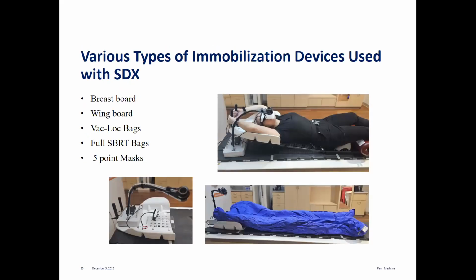The various types of immobilization devices that you can use with SDX. You can use the breastboard. So the SDX just goes right above the breastboard, and the gooseneck goes around. This kind of also helps to get the patient's chin out of the way. We can use the regular wing board. You can use backlock bags. We do a lot of our full body SBRT bags with the SDX, and 5-point masks for the lymphomas.